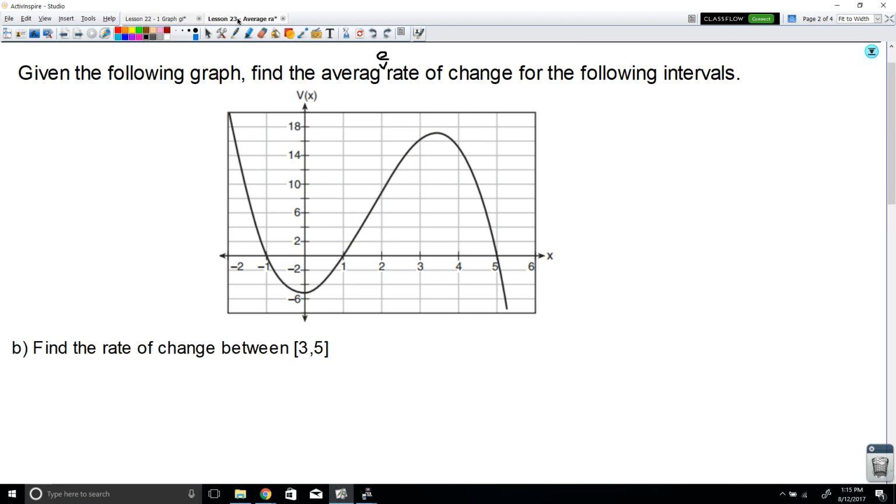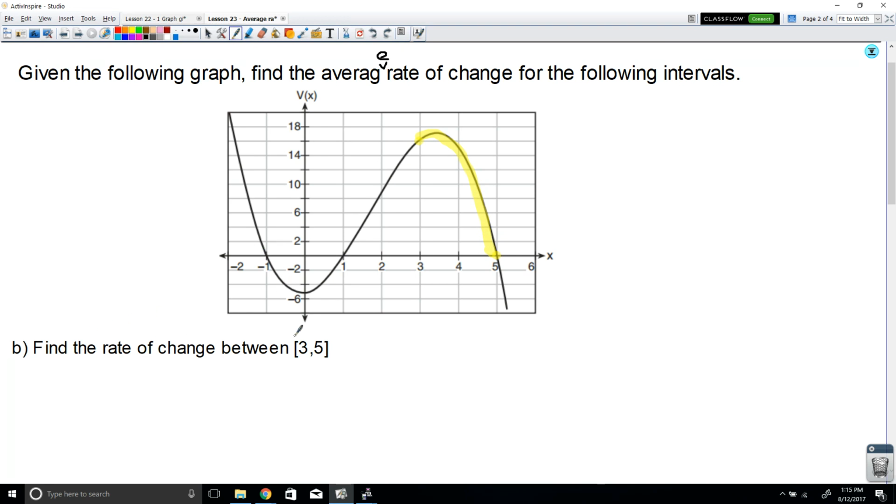So now they're asking us to find the rate of change between 3 and 5. Okay, so let's see what's going on here. Well, again, let's identify the interval that we're interested in. We're interested from 3 all the way to 5. So here's 3 and here is 5. So we're interested in this interval.